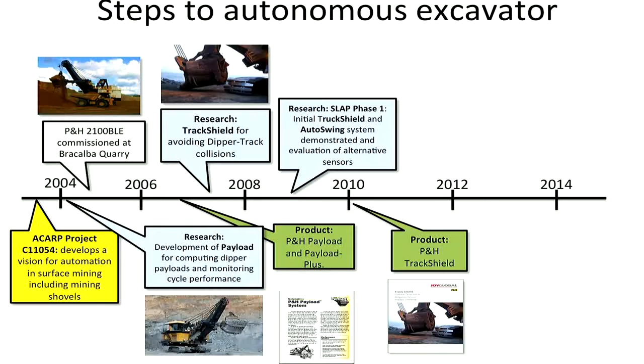And so we launched into a fairly ambitious project that had further stepping stones, and we called them Truck Shield and Auto Swing. So Truck Shield was a system that did for trucks what Track Shield did for the machine. It stopped the shovel colliding with the trucks it was loading. And this is a really important question.